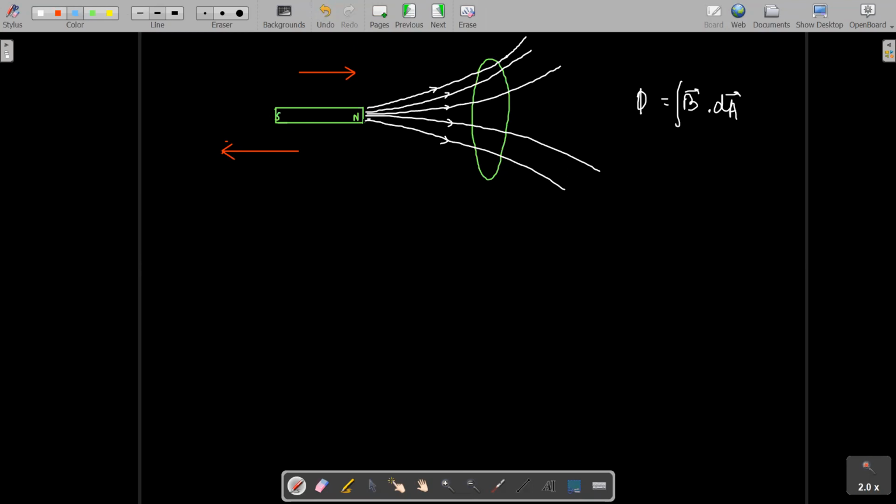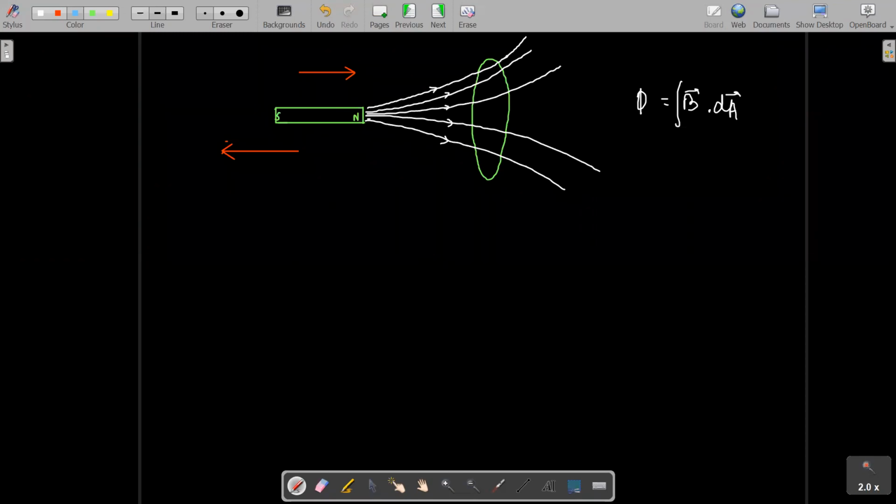So what Faraday noticed, or what Faraday said to us, which we call Faraday's law of electromagnetic induction, is that if the flux linked through this area changes, this area will induce an EMF to resist the change in flux. So this is what Faraday said.